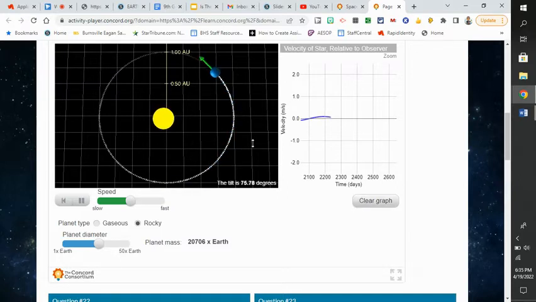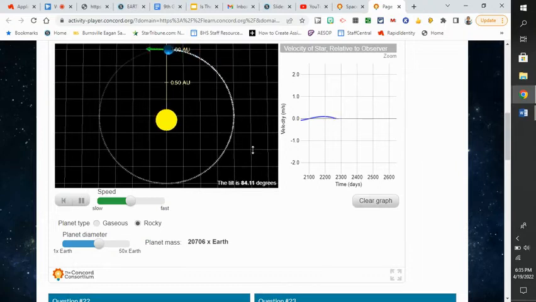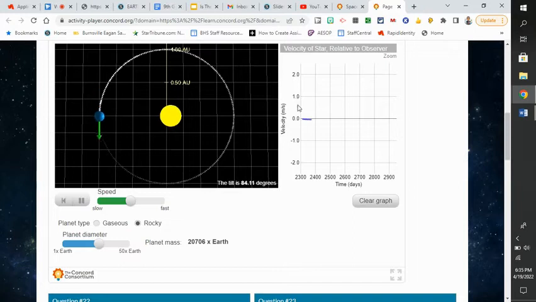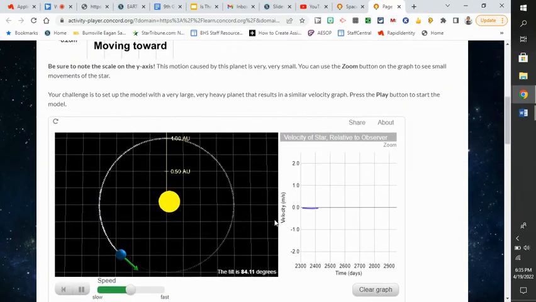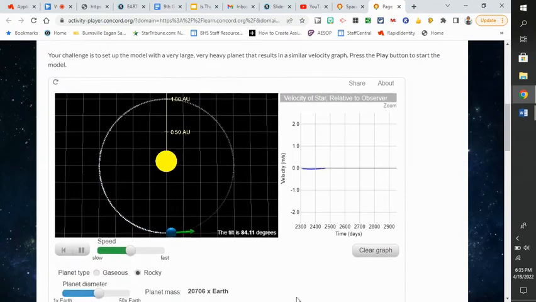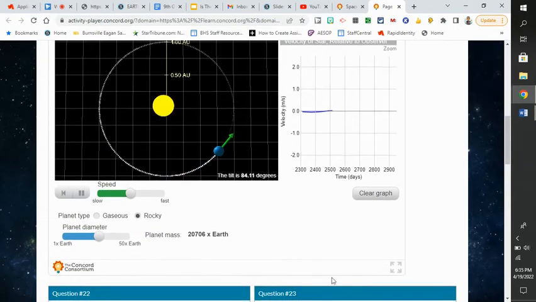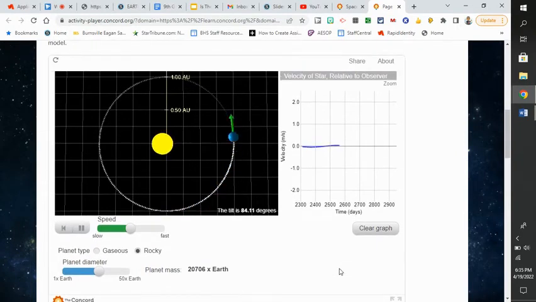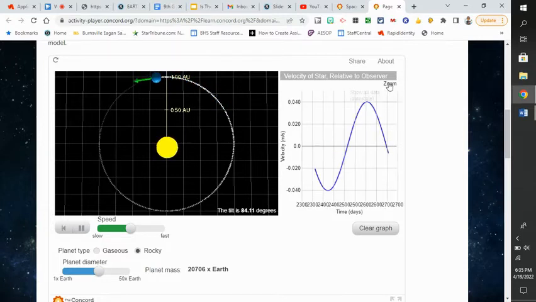I think it's still too much, because the one I have here is from 1 to minus 1, and the one we're trying to match is from minus 0.2 to 0.2. Well, we're pretty little of a change here. I'm going to go ahead and click zoom to see what happens.